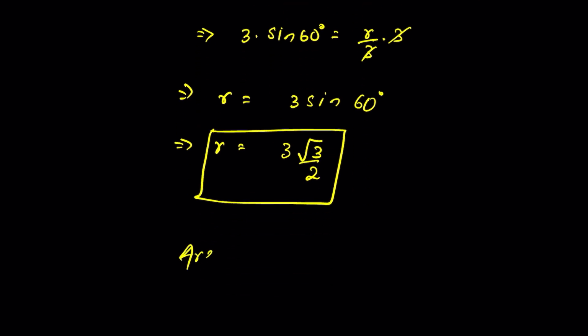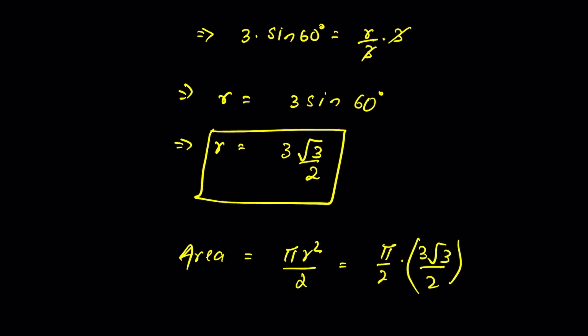Therefore the area of the semicircle, pi R square upon 2, equals pi upon 2 times (3 times square root of 3 upon 2) whole square, equals 27 upon 8 pi. That is approximately equal to 10.6 meters square.